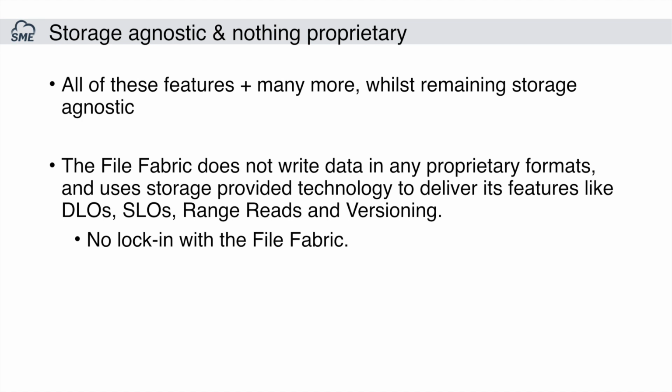There's pretty much no vendor lock-in there from the File Fabric point of view, and as we highlighted earlier, we use a lot of the underlying technology of the storage platforms, like MPUs, DLOs, range reads, and versioning, to deliver a lot of our functionality as well. We do this to reduce vendor lock-in, but also because we support a hybrid access model where you can continue to use your storage directly, as well as accessing the storage through the File Fabric too.